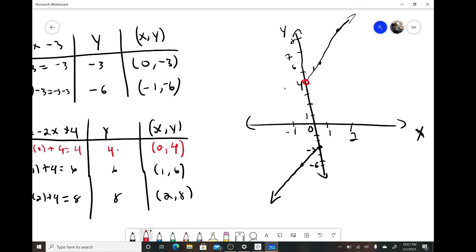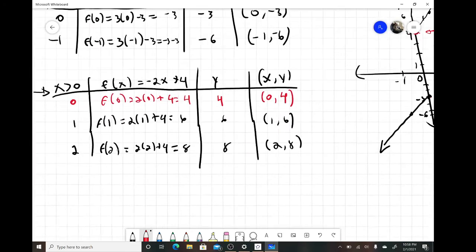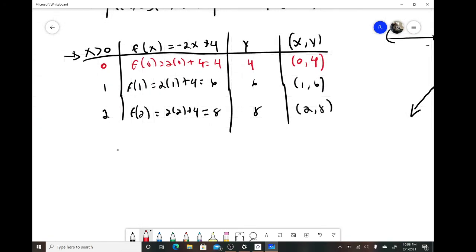But 4 is not part of the domain. So, not part of domain. This is very important that you know this. That's why we have an open circle there. It's not part of the domain. Repeat that over and over again. Not part of the domain. Again, you could do this for every piecewise function that you get.